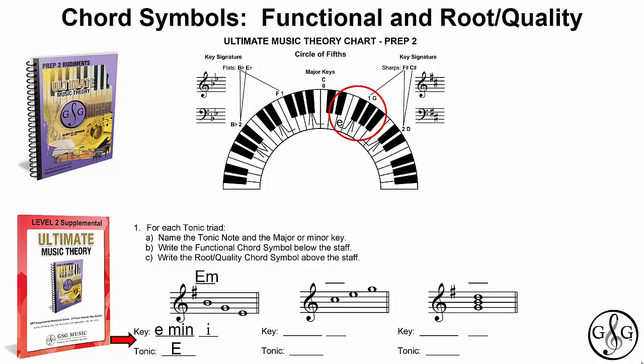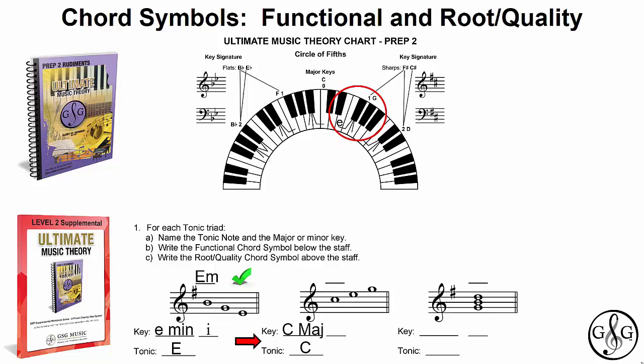Let's do the next one together. So name the tonic note and the major or minor key. So the tonic note here, the lowest note, is C. Oh yes, check, we got that one right. So now we're going to put in our tonic note C. We look at our circle of fifths, and when we have C as our tonic, our key is C major.